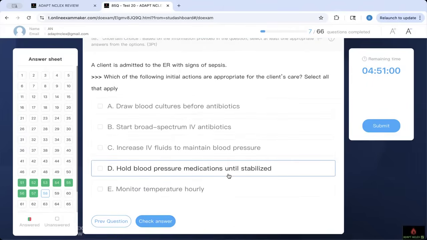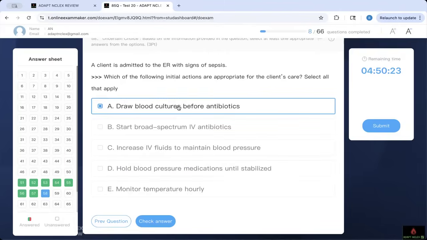The client is admitted to the emergency room with sepsis, right? Which of the following initial actions are appropriate for the client's care? Select all that apply. Sepsis, maybe shock, whatever, infection. Manage the patient. Draw blood culture before antibiotic. Start broad spectrum antibiotic. Increase IV fluid to maintain blood pressure. Hold blood pressure medication until stabilized. And monitor temperature hourly. How do you manage a patient with sepsis? Forget about sepsis. Say, I have an infection. How do I manage it? What do you think?